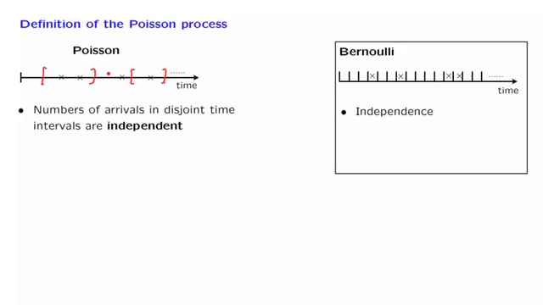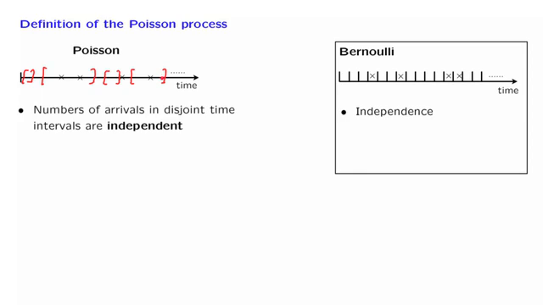But even more than that, if we take any collection of disjoint time intervals and we look at the associated random variables, the associated numbers of arrivals, that collection will also consist of independent random variables.